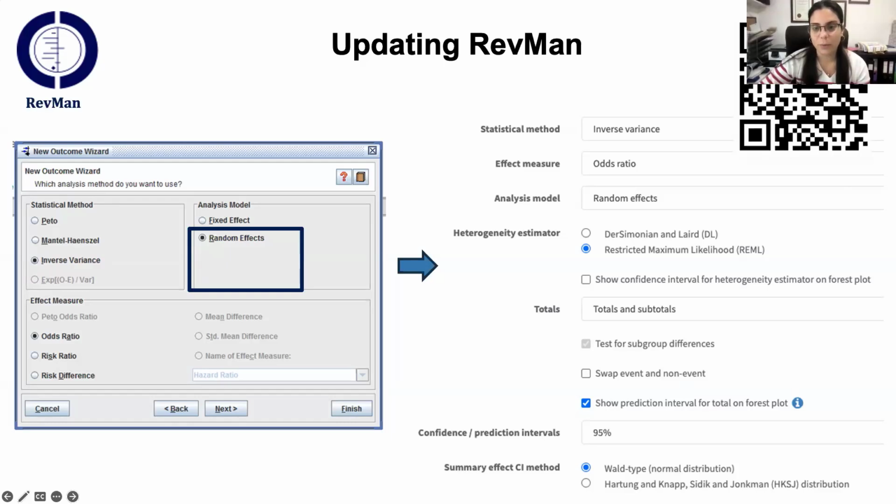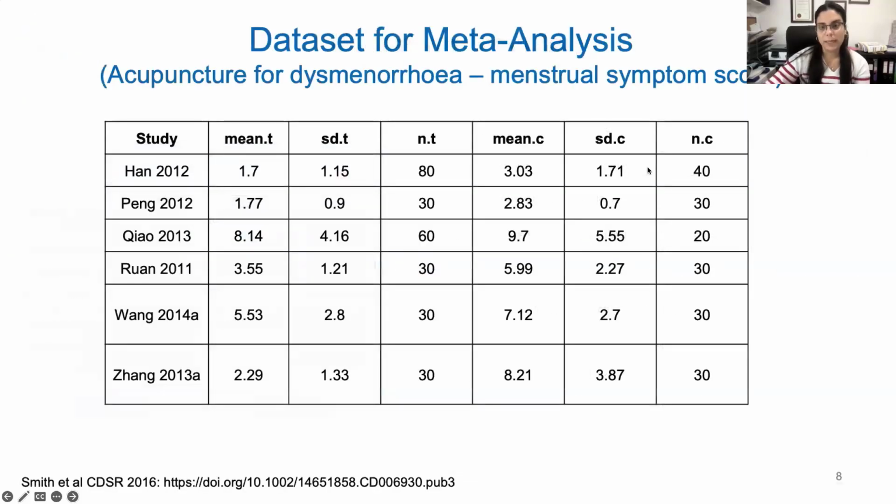And here we also present a QR code for some additional guidance on the analysis steps in RevMan in case you're interested in exploring this further. So let us start by considering that we have this data set.